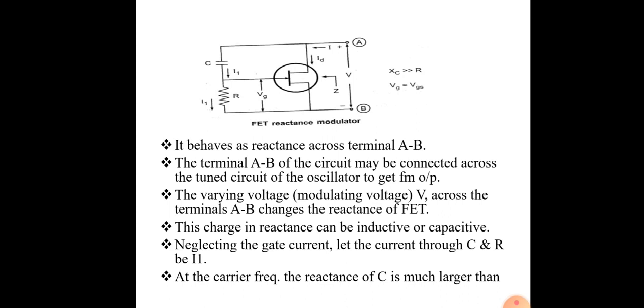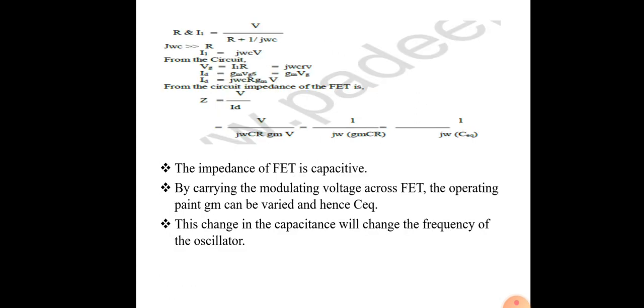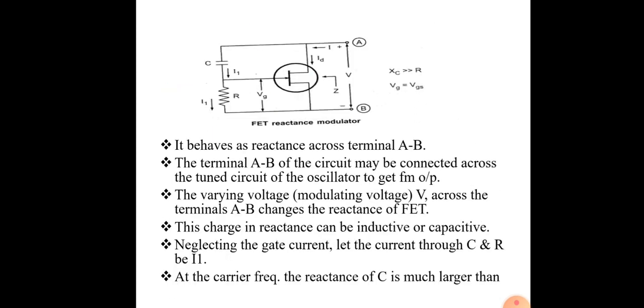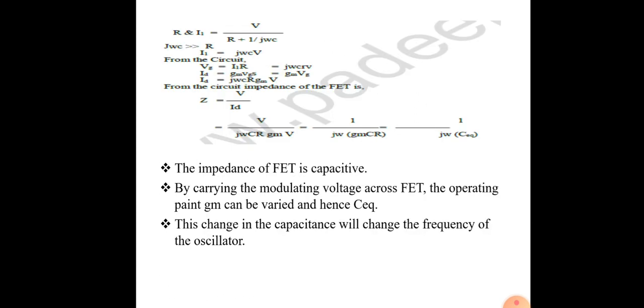Okay, and at the carrier frequency the reactance of C is much larger than R. Then a small derivation is there, that is the current I1, so V equal to R plus 1 divided by j omega C. Why are we using this method? Here we are using the transfer function, from which we get these two terms, that is why we are using this derivation. And here 1 by j omega C is greater than R, so the I1 value will be j omega C V.